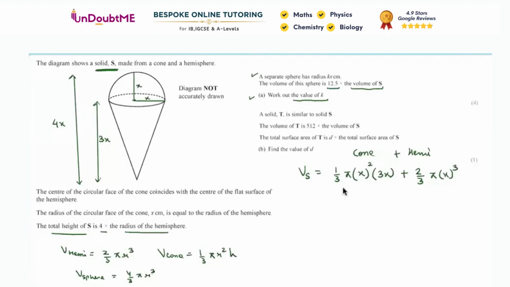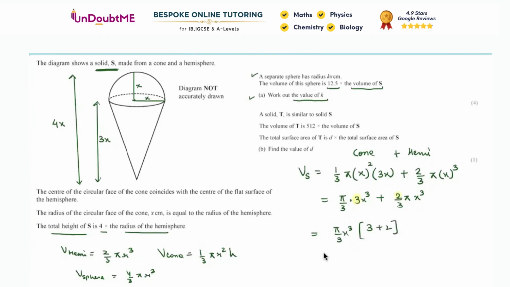Moving forward, we can simplify this a bit. In simplification, you can see that the first one is pi by 3 times 3x cubed, because x squared times x is x cubed, plus 2 pi by 3 x cubed. So I can take pi by 3 x cubed out. What I'm left with is 3, which is the only term not yet written out, so that will be written here, and 2 will be written from here. Pi by 3 x cubed is out.